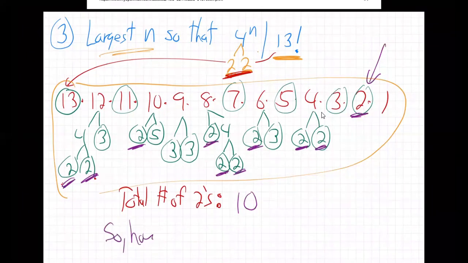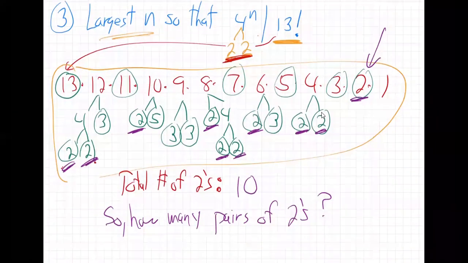So how many pairs of 2s? Because that's when you get a 4. When a pair of 2s gets together, they make a 4. So how many pairs of 2s are there? 5. Exactly. Are we good there? And that's the answer to the question.